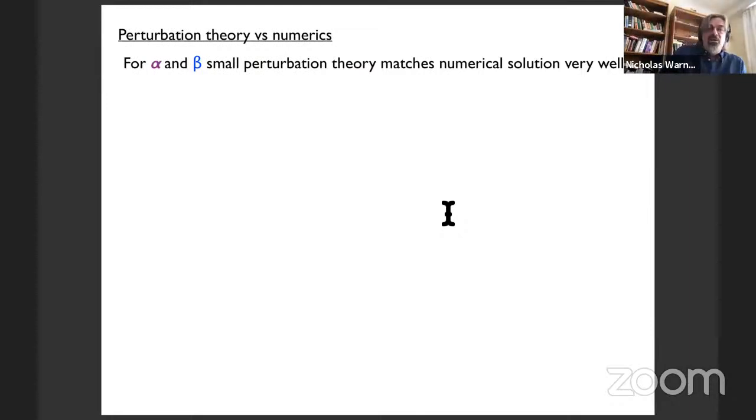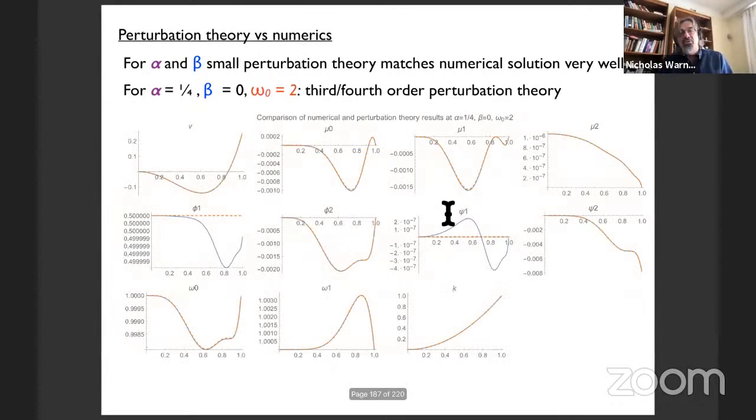Okay, so what I want to do now is, I've given you a brief summary of the numerical results, but you can actually go quite far with perturbation theory. If alpha and beta are small, you can try to match the numerics to the perturbative result at third or fourth order. These graphs are the same 11 functions, and the blue is the numerical result, and the dashed red is the third or fourth order perturbation theory, depending on what we need to do.